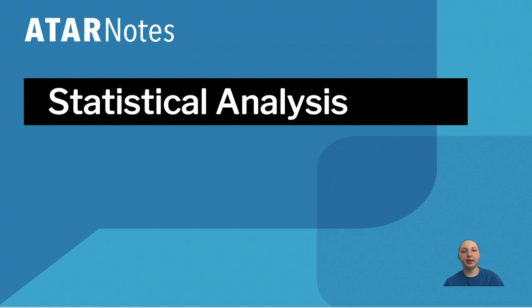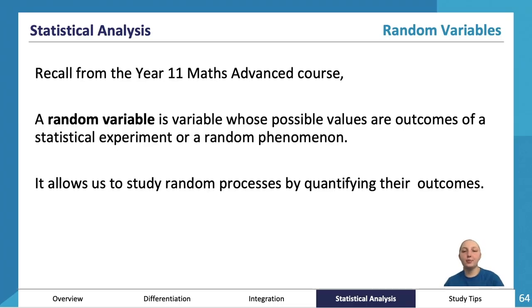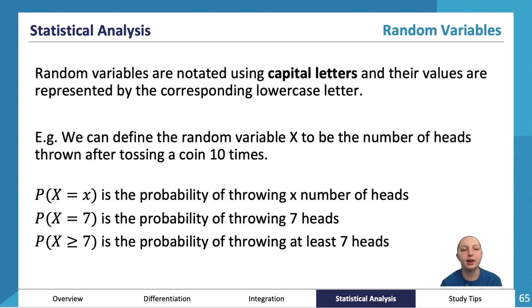So the final content bit before we look at some study tips for today is about statistical analysis. From year 11, hopefully you remember that a random variable is a variable whose possible values are outcomes of a statistical experiment or a random phenomenon. Essentially, random variables allow us to study random processes by quantifying their outcomes. That's a little bit wordy, so we'll have a bit more of a look at random variables. Random variables are notated using capital letters, and their values are represented by the corresponding lowercase letter.